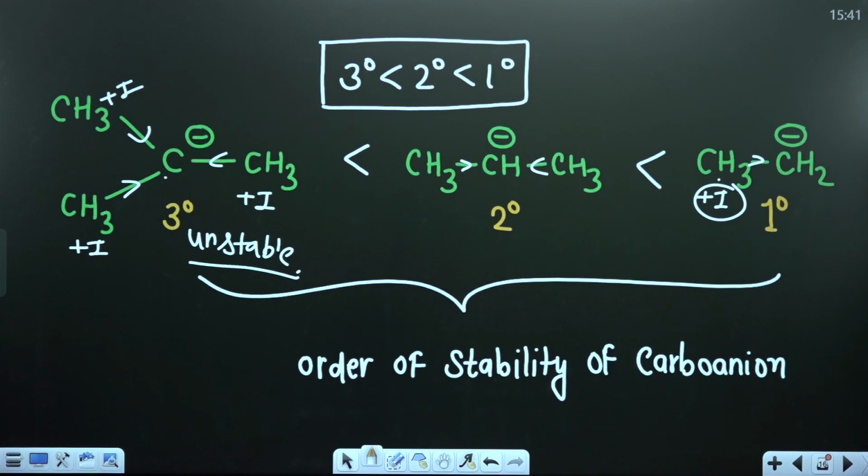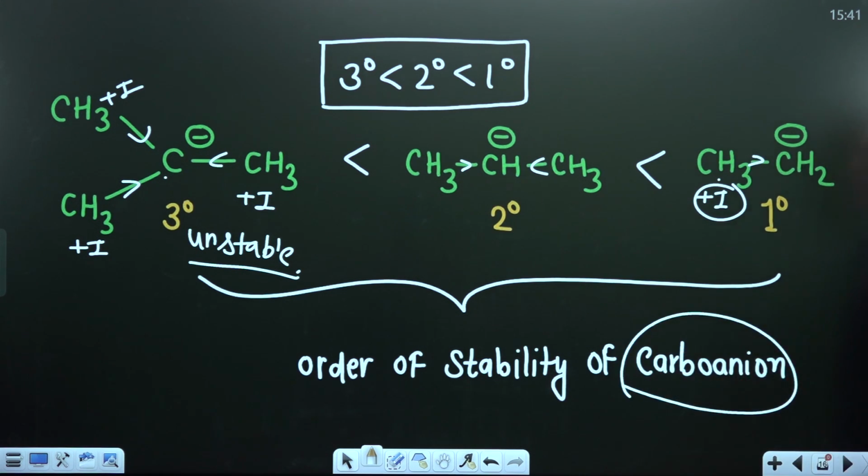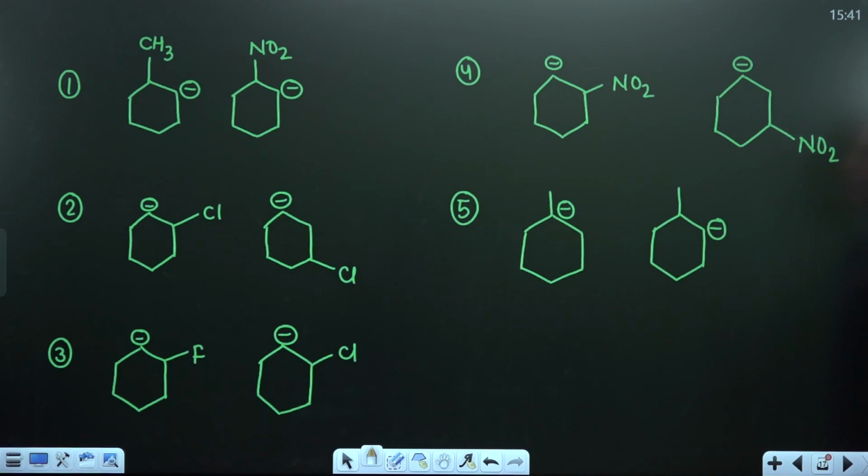So write down this definition, write down this example, the stability of carbanion. Now try these examples. Pause the video and try all these examples.